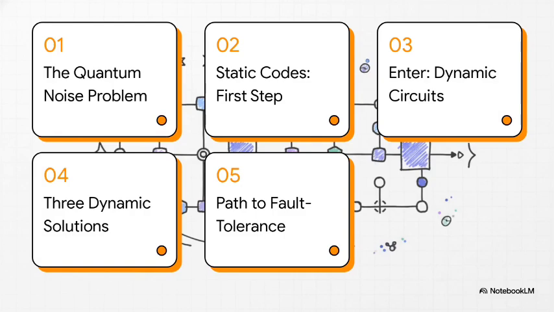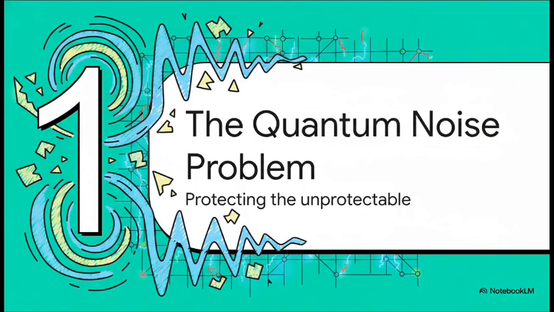Okay, so here's our game plan. First, we'll get right into the weeds of the quantum noise problem. Then, we'll look at the first big solution, these things called static codes, and why they kind of hit a wall. After that, we'll meet the hero of our story, dynamic circuits. We're going to break down 3 really cool, powerful new solutions, and then we'll tie it all together to see how this puts us on the path to truly fault-tolerant quantum computing. All right, let's just start with that core challenge.